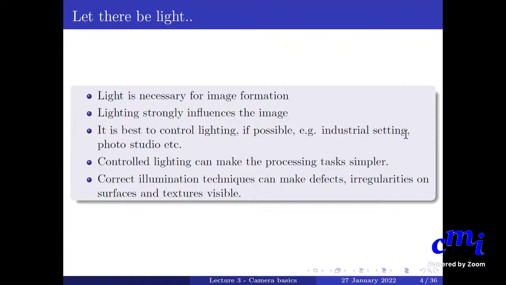But in industrial settings or in robotics, if it is possible to control lighting, then it is advised to control it. Because if you have proper lighting, it makes the pre-processing tasks much simpler. I'll show you examples. A lot of those pre-processing problems can be avoided if the lighting has been controlled or made as amenable to the task as possible.